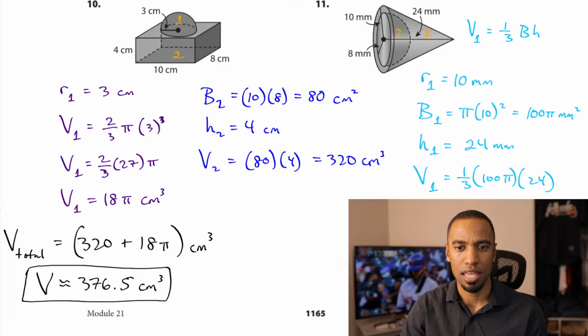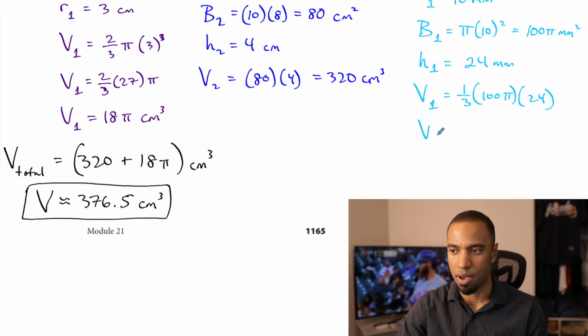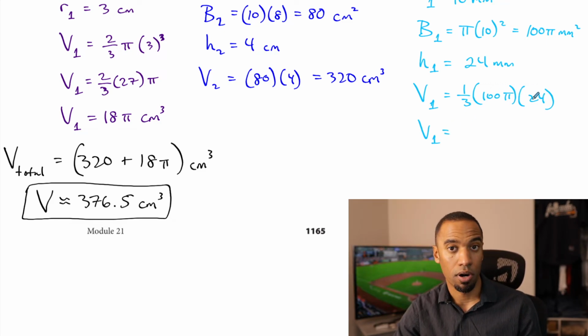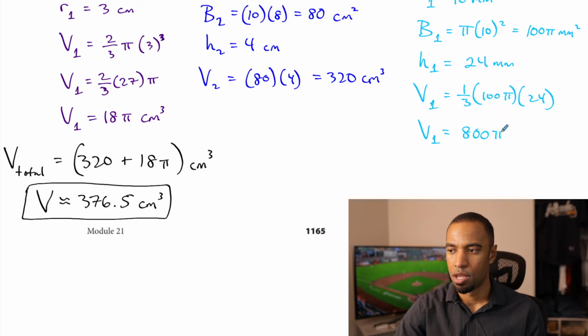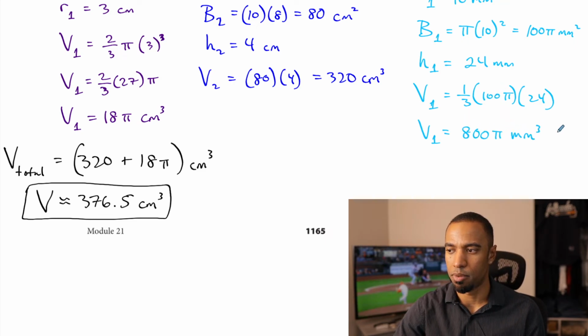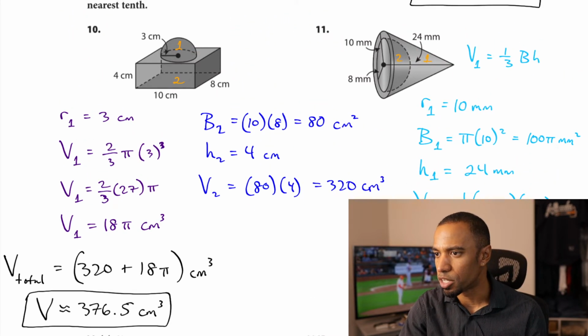And we are going to go to the nearest tenth in the end, but not yet. You don't want to round early. I'm going to leave this volume in terms of pi to begin with until I do the subtraction part later. 1/3 of 24 is 8. 8 times 100 pi is going to give me 800 pi. So 800 pi cubic millimeters for that volume of cone. I hope I got all those parts in correctly.